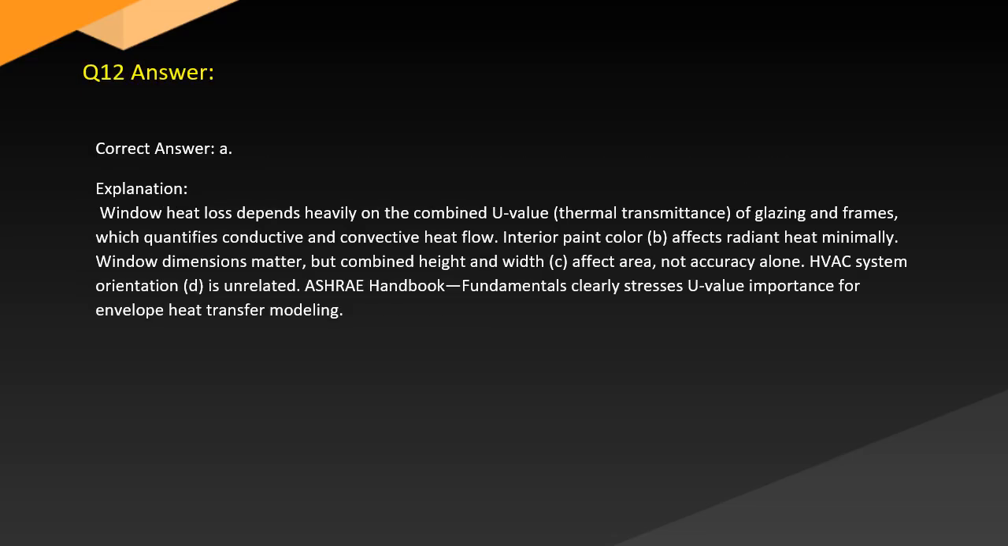Answer. Correct answer A. Explanation. Window heat loss depends heavily on the combined U-value, thermal transmittance of glazing and frames, which quantifies conductive and convective heat flow. Interior paint color, B, affects radiant heat minimally.